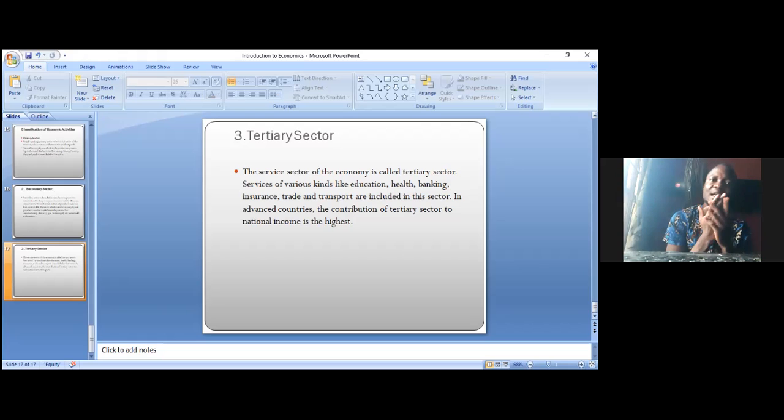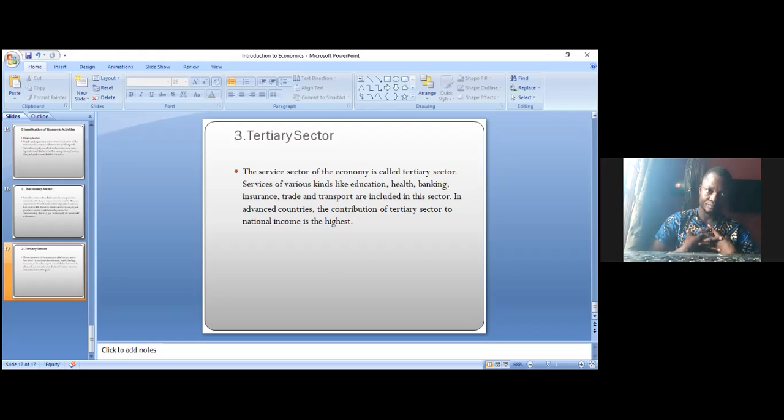So that's the aspect of the economic activity. And with that explanation, I think it's very clear now. So the last aspect of it is the tertiary sector. Like I said, tertiary sector is talking about the services. That's the services sector.